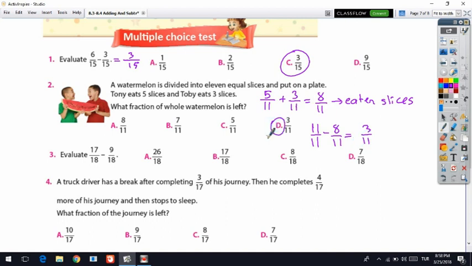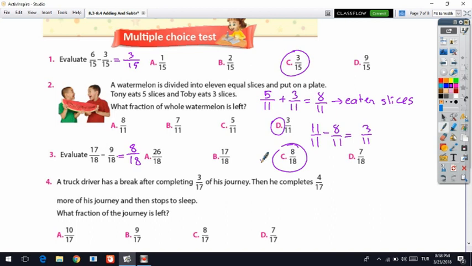Okay, so we have another one. Evaluate 17 over 18 minus 9 over 18. So you write the denominator 18. So also we have 17 minus 9 is equal to 8. This is the 8 over 18.